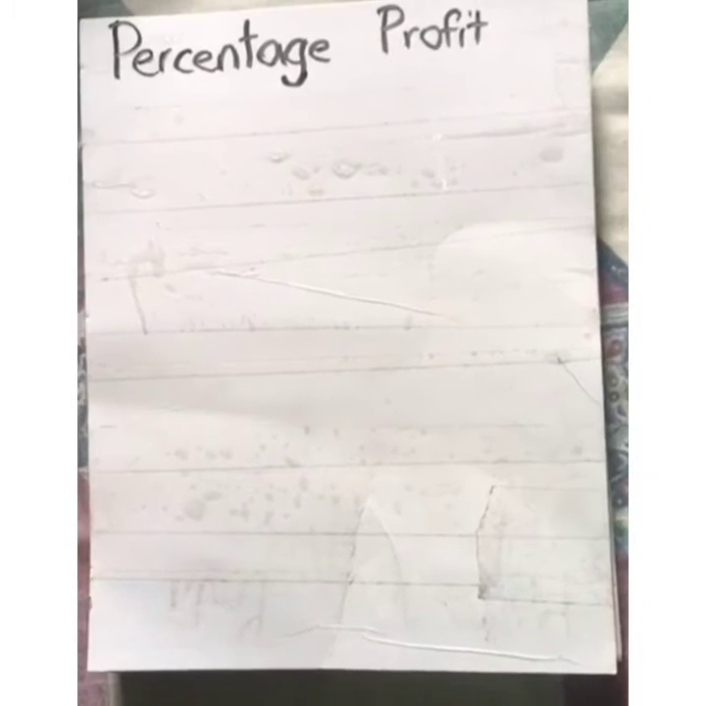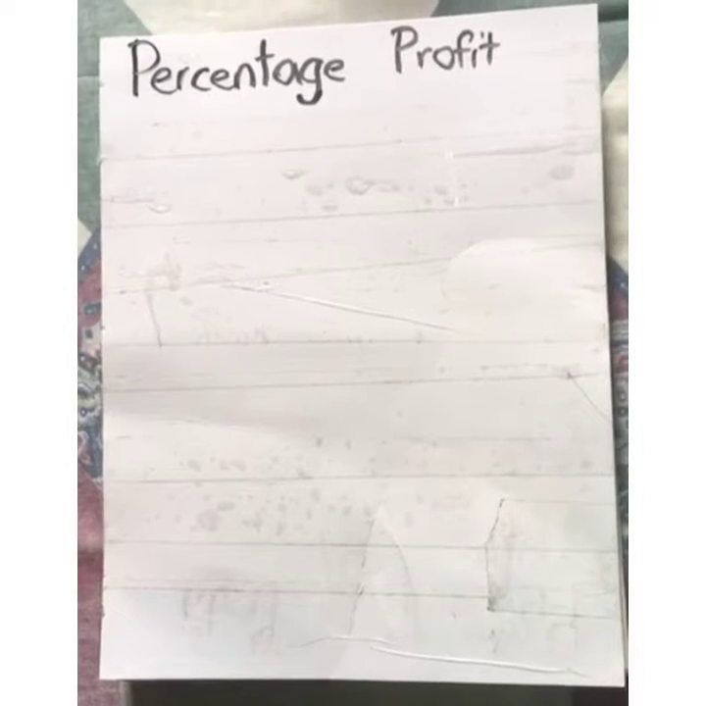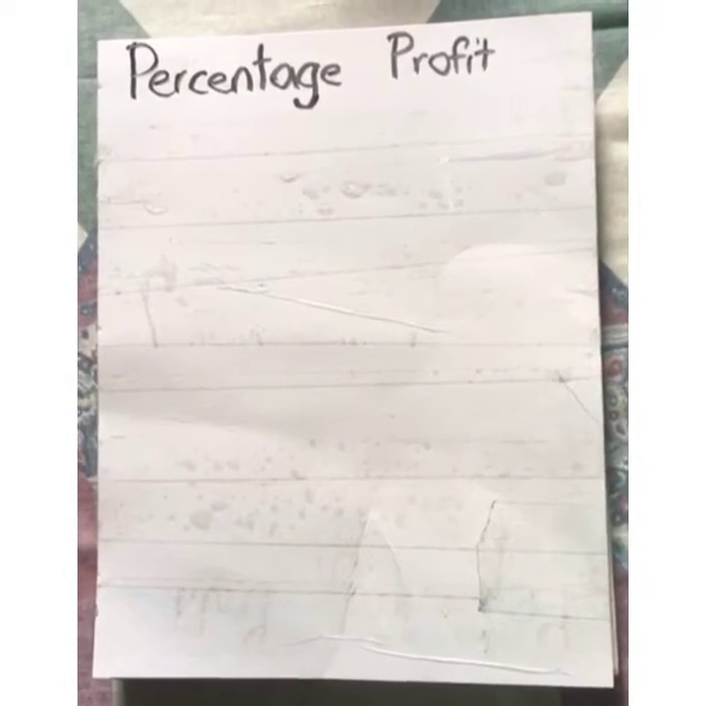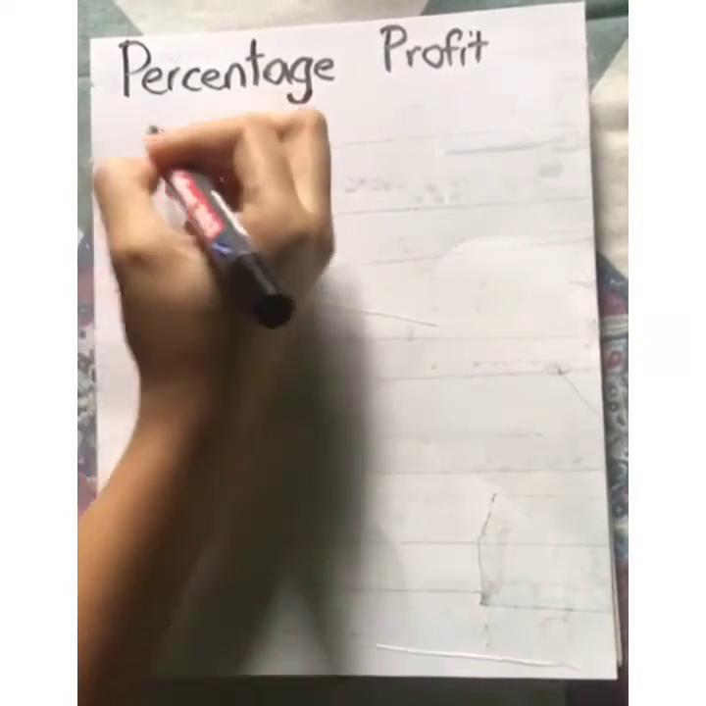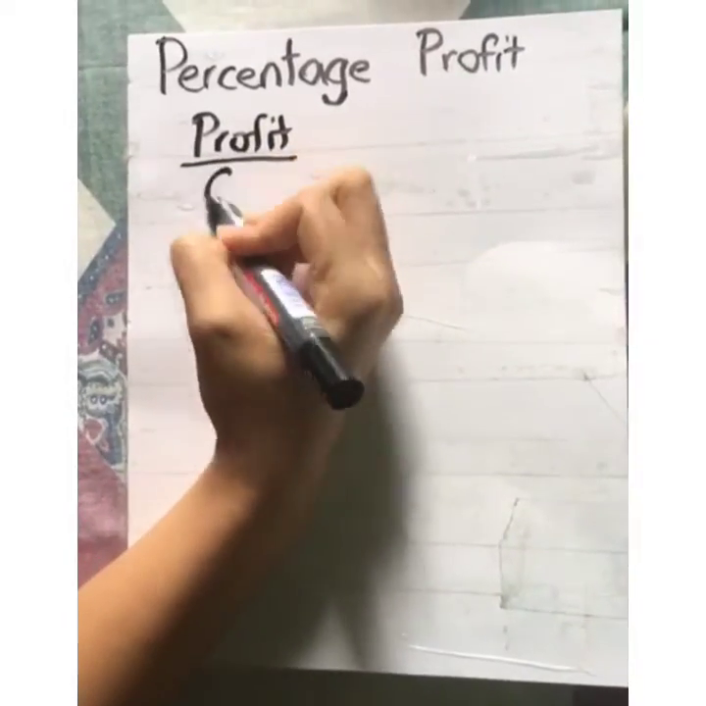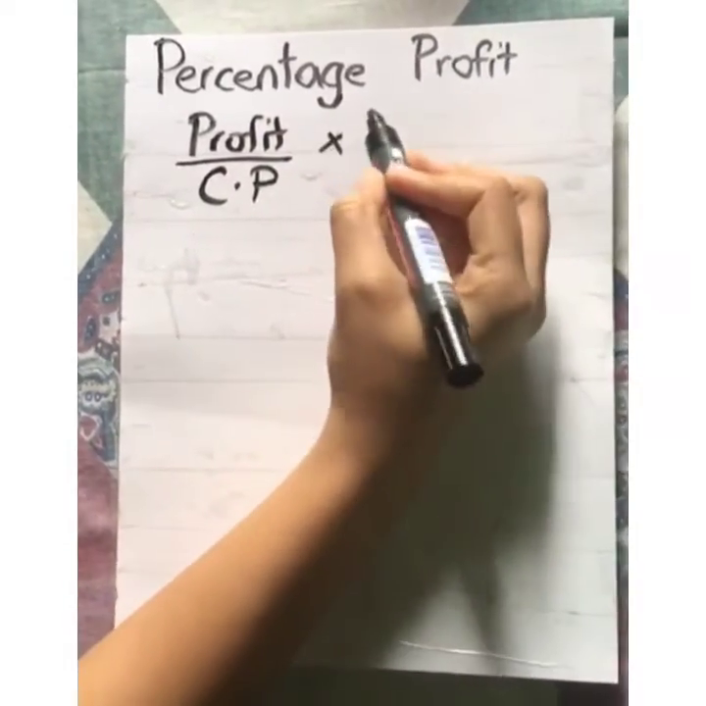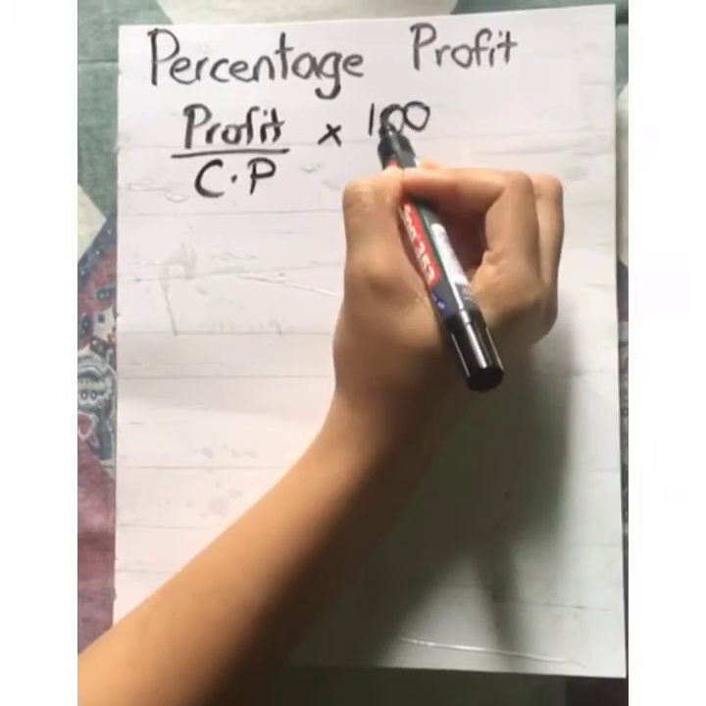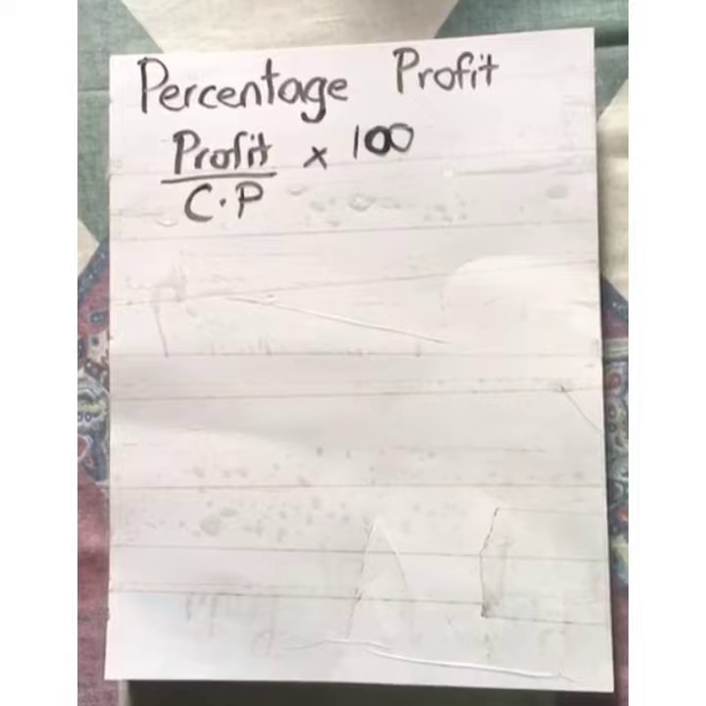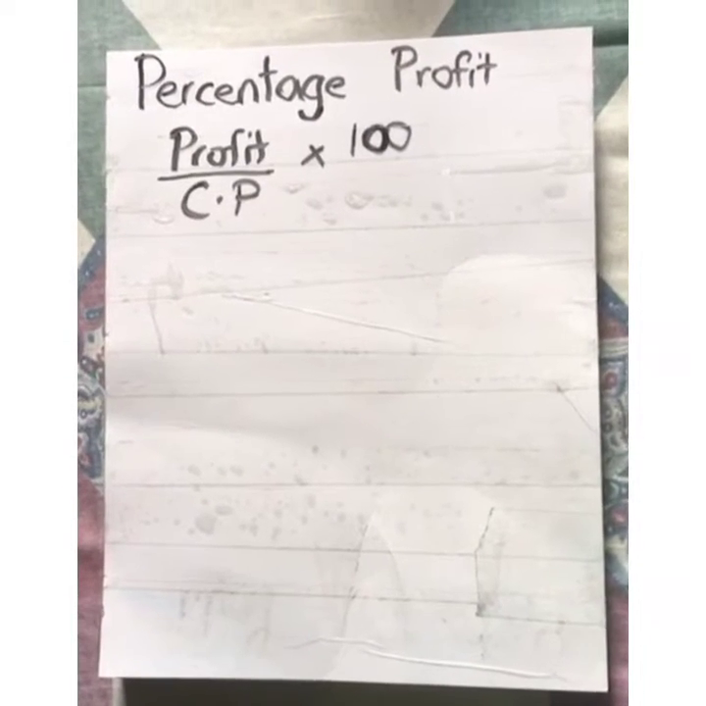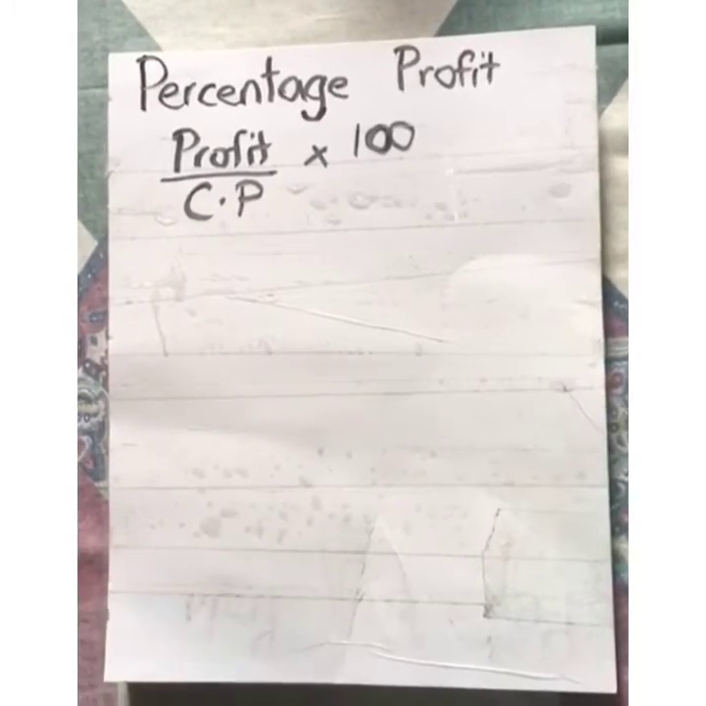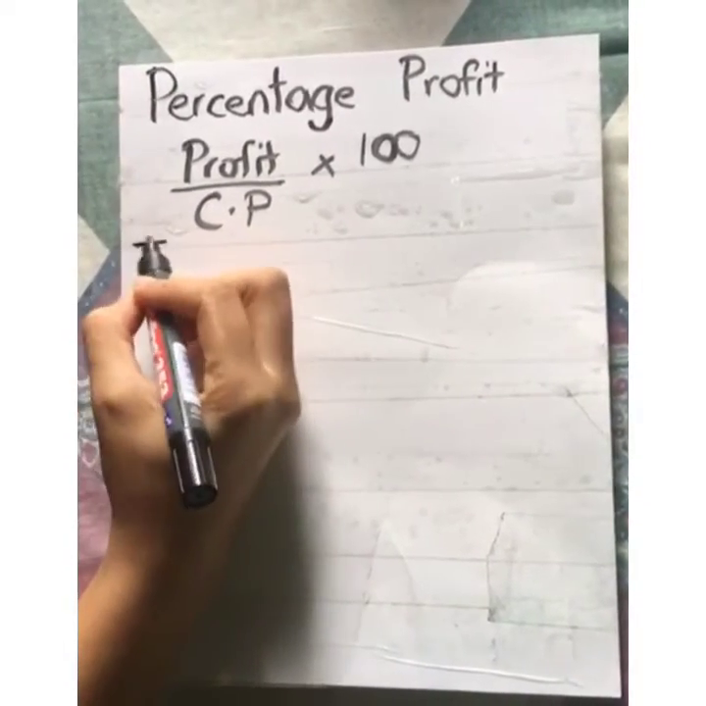We will be looking at percentage profit. To determine the percentage profit for a particular question, you will be required to use the formula profit divided by cost price multiplied by 100. Remember, in the previous video, we highlighted how to calculate profit. We calculate a profit by subtracting the cost price from the selling price. Let us work out a question.